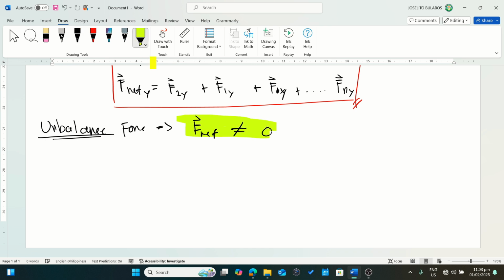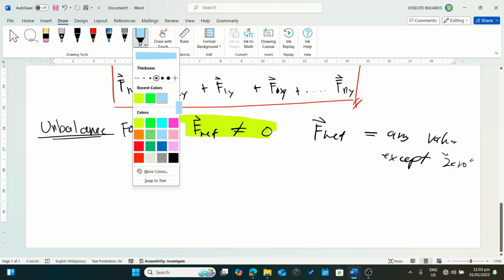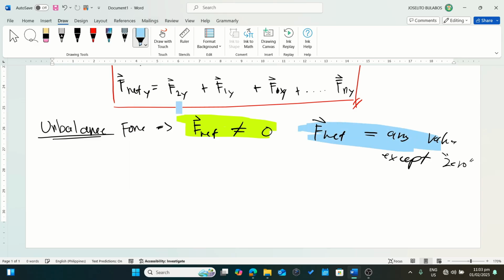If we have an unbalanced force, meaning our F net could be equal to any value except 0. Okay, and that is our definition for F net or unbalanced force.